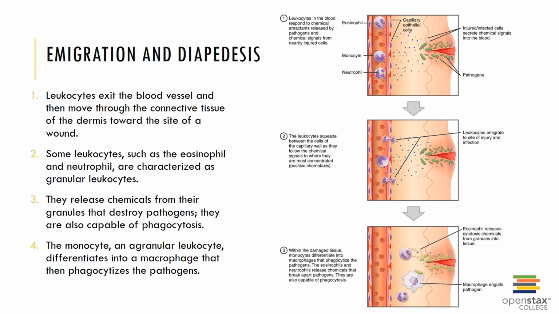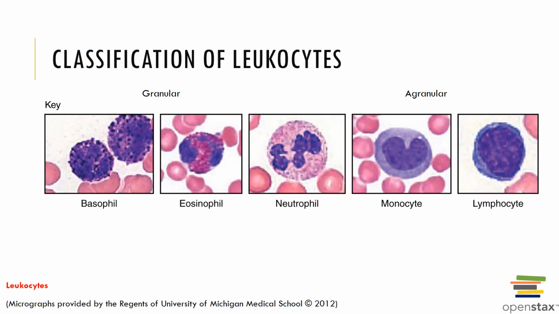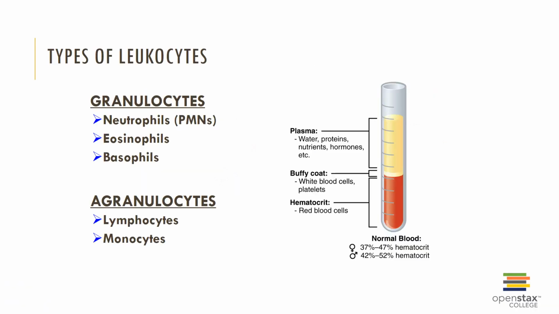An agranular leukocyte, the monocyte, can differentiate into a macrophage, which can then phagocytize a pathogen. If we look at the different types of leukocytes shown here, and here you can see the types of leukocytes that we just discussed.